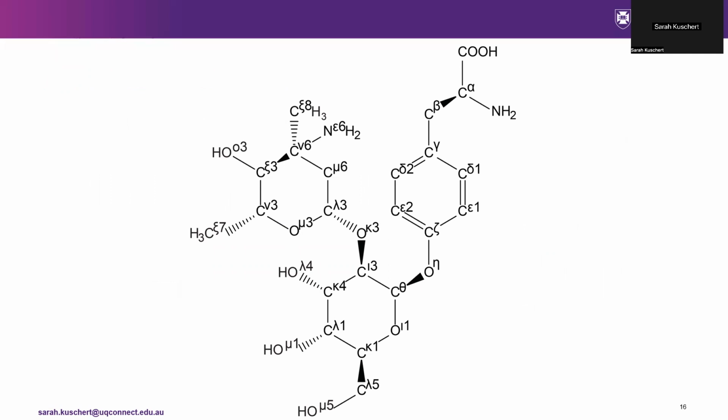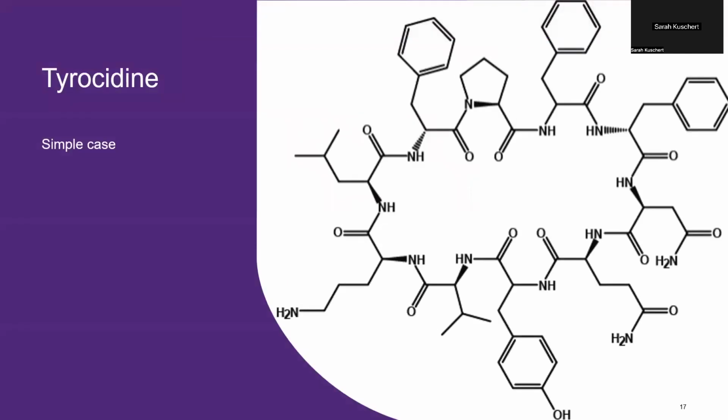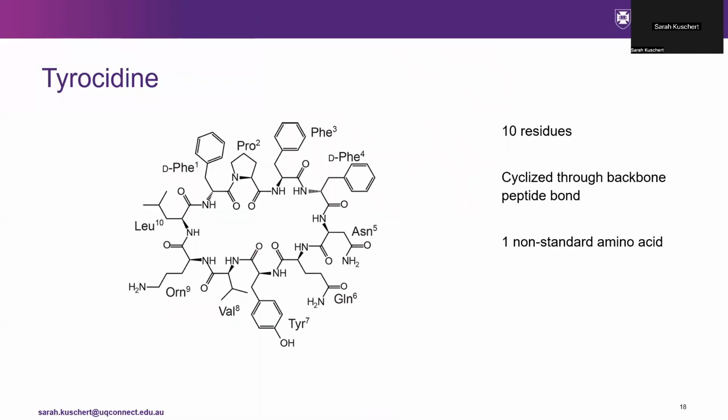amino acid. And now I'd like to take a little bit of time to talk through the examples that we used throughout this paper, in lab, and in the creation of this protocol. The first case we looked at was tyrosine. Tyrosine is 10 residues long and cyclized through a backbone peptide bond. It contains 1 non-standard amino acid in position 9, the ORN here.